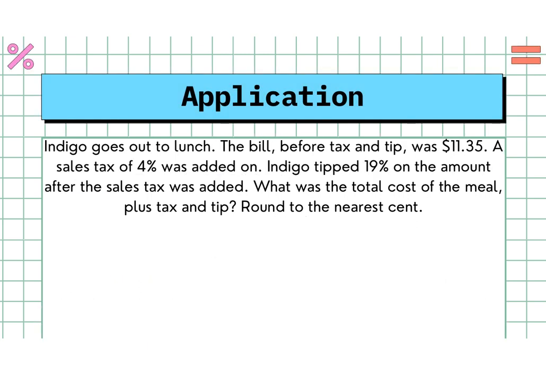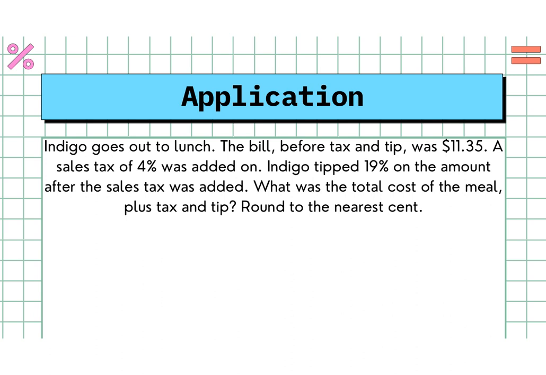On to example number 2. Indigo goes out to lunch. The bill before tax and tip was $11.35. A sales tax of 4% was added on. Indigo tipped 19% on the amount after the sales tax was added. What was the total cost of the meal plus tax and tip? Round to the nearest cent.